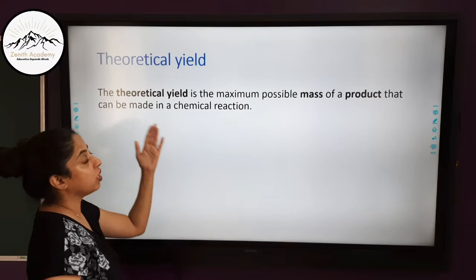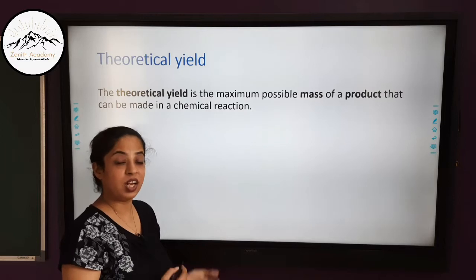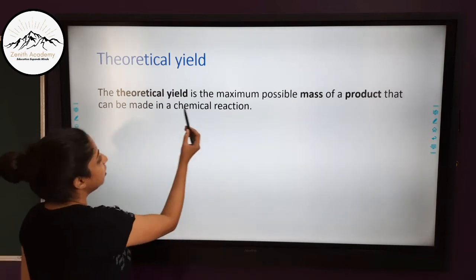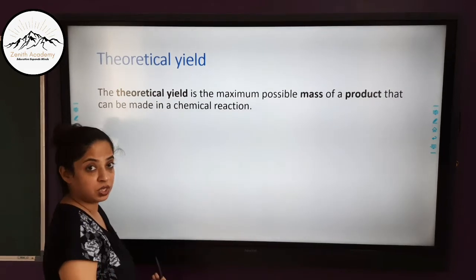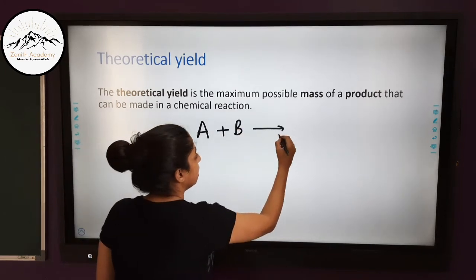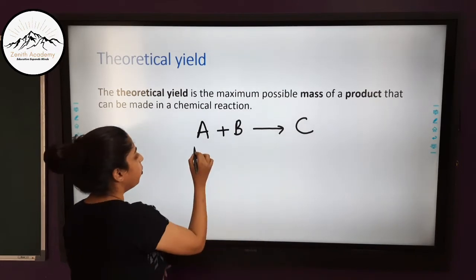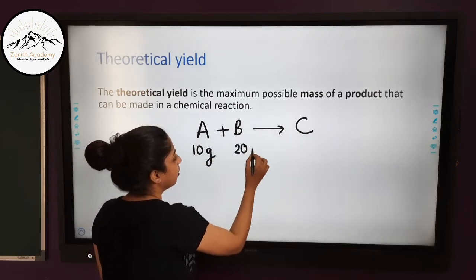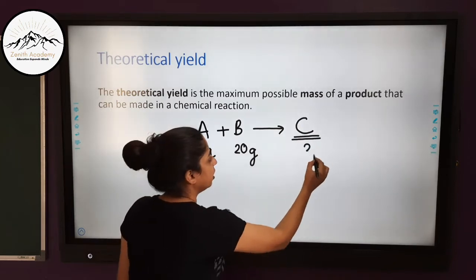So now what is theoretical yield? So in theory, when we calculate according to the balanced chemical reaction how much mass of the product should be formed is theoretical yield. So theoretical yield is the maximum possible mass of a product that can be made in a chemical reaction. So if I say A plus B is giving me C, so the mass in grams of C is the yield. So suppose A is 10 gram, B is say 20 gram, then the maximum mass that I should get for my product should be 30 grams.